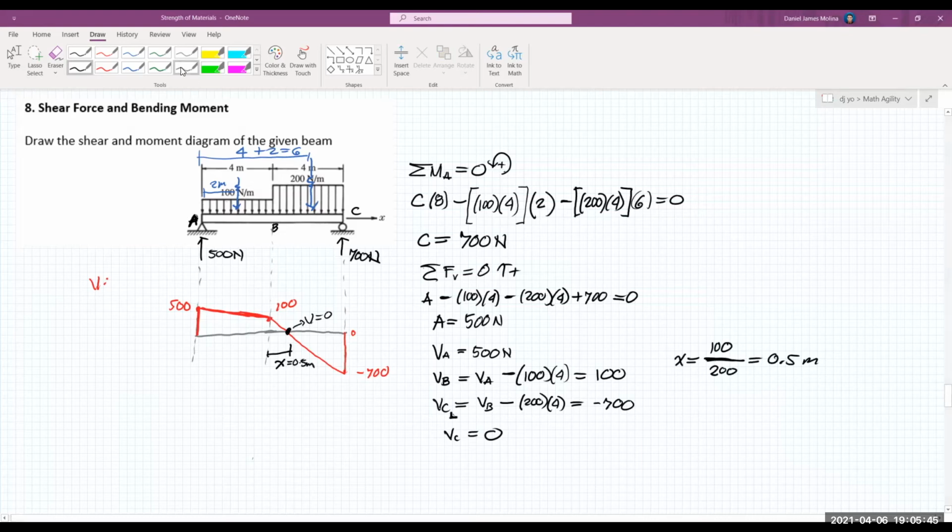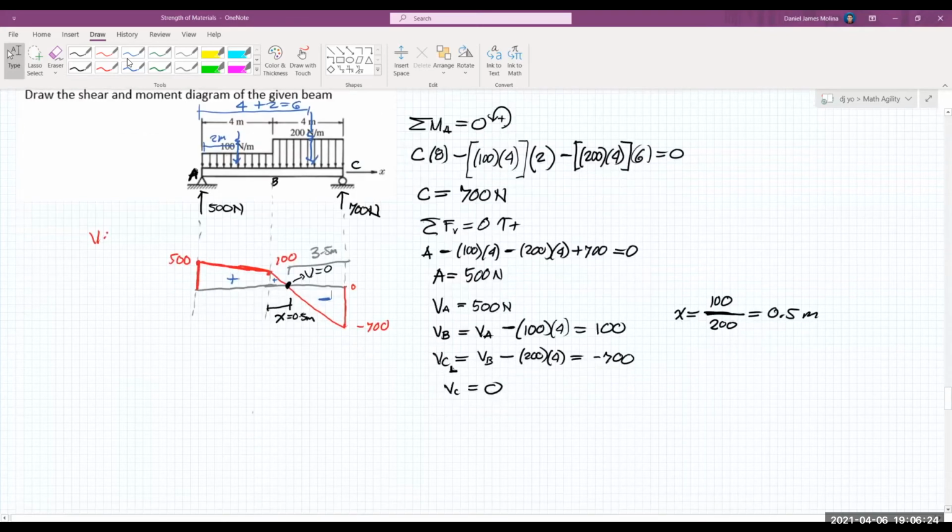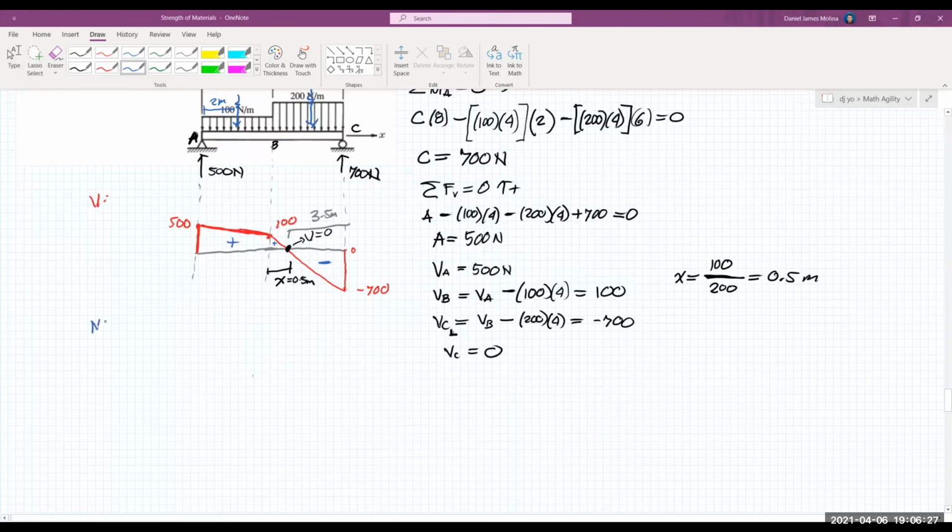And then the remaining portion is 3.5 meters. That's 4 minus 0.5, or you can verify it by dividing 700 by 200. That's also 3.5 meters. Why should we solve for that distance? Because along AB this is positive shear, and for the first few portions of BC it's also positive shear, so we will add the two later. And then of course we have a negative shear at the remaining portion of the beam. We will consider that in drawing the moment diagram.